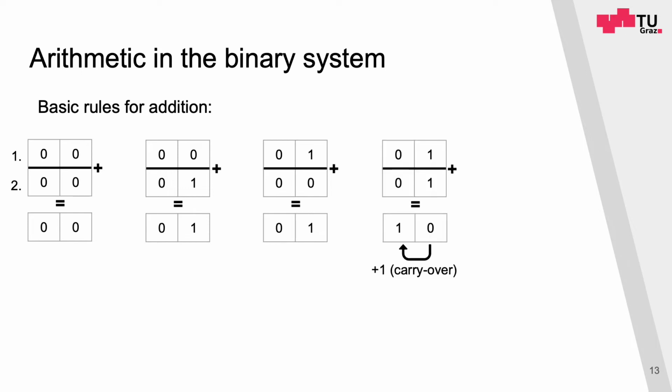Alright, so now let's look at what happens if both binary numbers are 1. The first bit of the first number is 1, and the first bit of the second binary number is 1. If we add them up, we get 1 plus 1 is equal to 0, and we have 1 as a carryover. So we need to add 1 as a carryover.